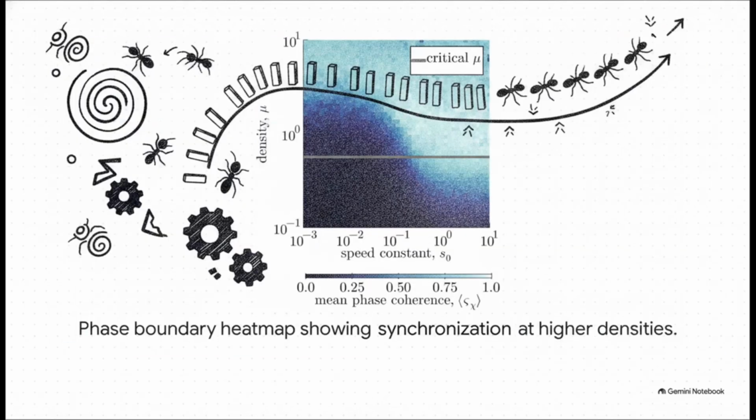When mapping this out on a phase boundary heat map, the dark blue areas represent disorganized chaos, but the lighter areas show perfect synchronization. As you move up into denser and faster environments, synchronization practically guarantees that the domino effect will happen. The system crosses a critical line, and at that point, the burst is completely unavoidable.